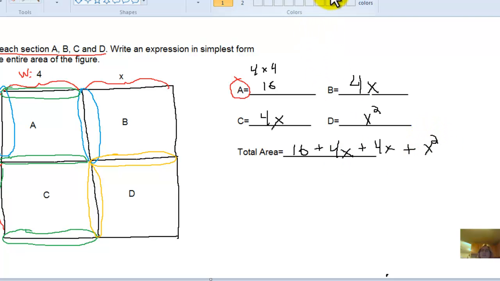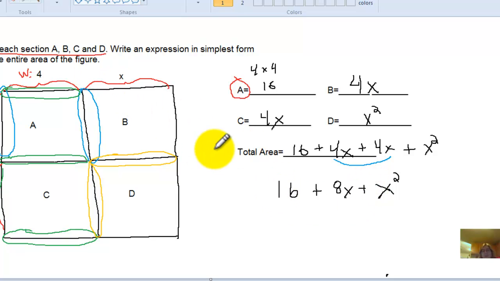You can combine the terms here in the middle, 4X plus 4X, to give you 8X. So then the entire simplified expression is 16 plus 8X plus X squared, which looks backwards. It's a backwards quadratic. That's okay. By the commutative property, you can just turn it around and put X squared plus 8X plus 16. But this is the answer.